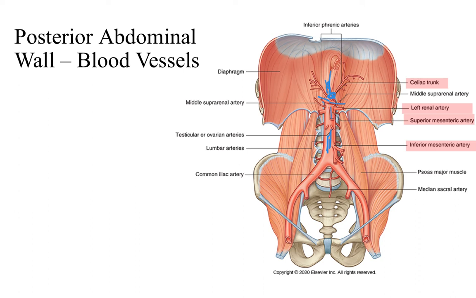The superior mesenteric artery, mesenteric going to the mesentery, so it's going to be involved with the intestines. And then the inferior mesenteric artery, same thing as the superior, involved with the intestines. Then you have your testicular or ovarian arteries, depending upon whether you are a biological male or female. And then the left and right renal arteries. So mainly those branches are going to supply blood to the abdominal organs.